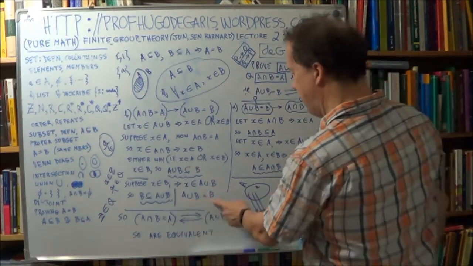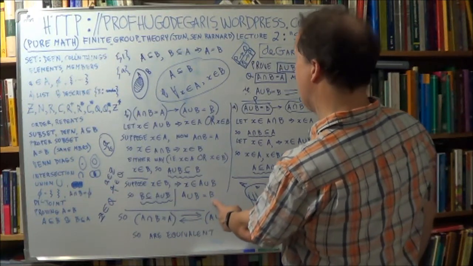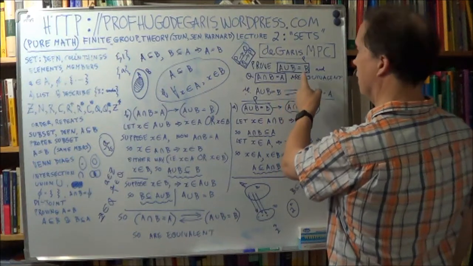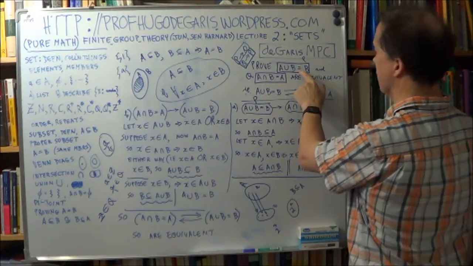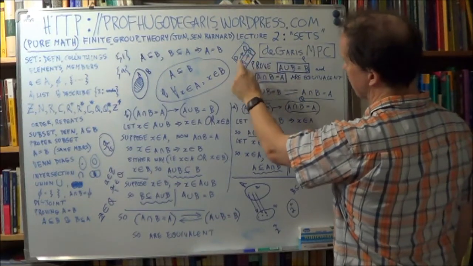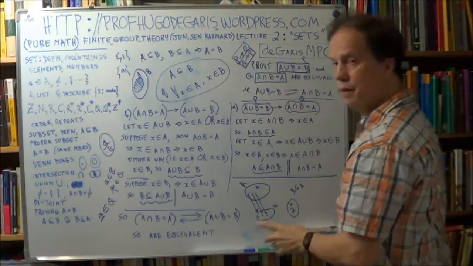Now that is P. The union is B. That's P. So we've now proven P. So we've now proven both ways.